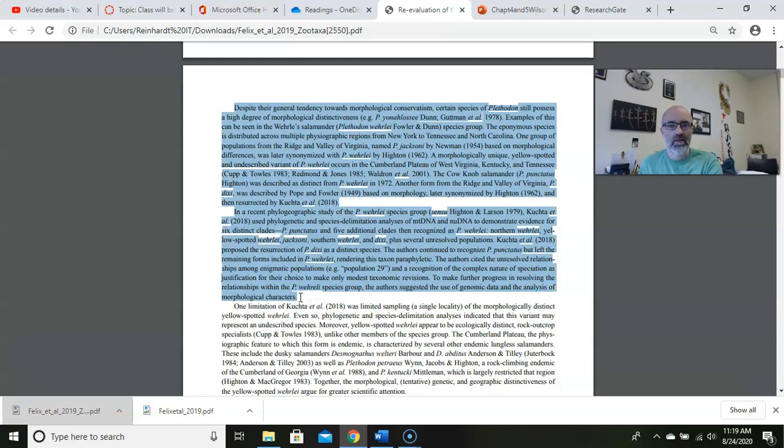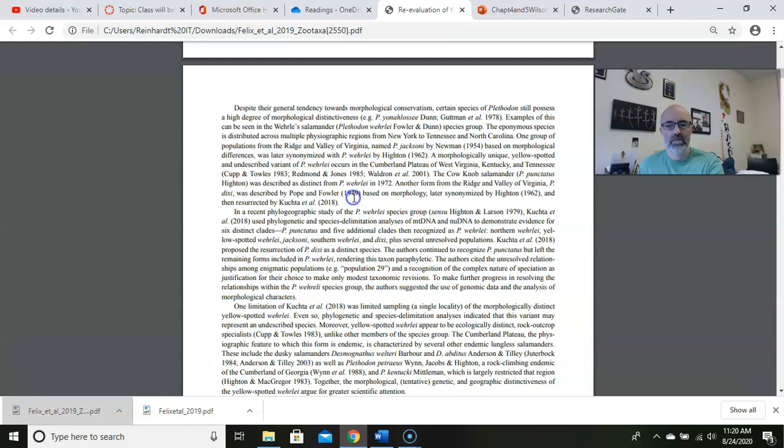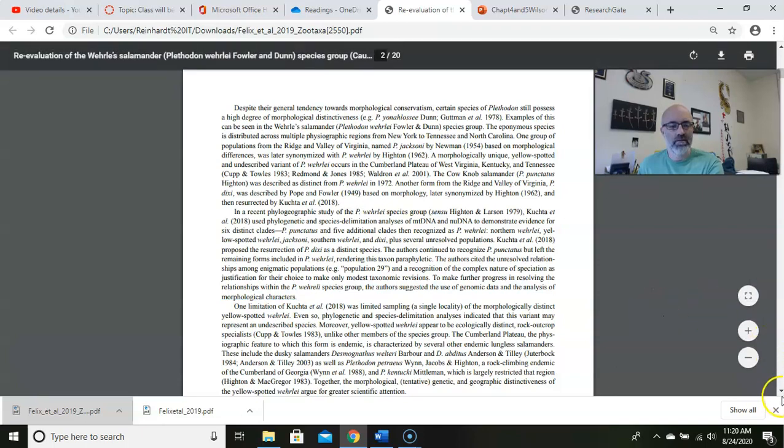And what I would do is write down the name of these groups, right? I'm saying groups being Plethodon whirlii, Plethodon jacksoni, the cow-knob salamander P. punctatus, P. dixi, and then the yellow-spotted Whirly salamander. Because these are the members of this species group, and we're going to keep revisiting those groups as we go through. So now we're just introducing them. These are going to be the main players here.